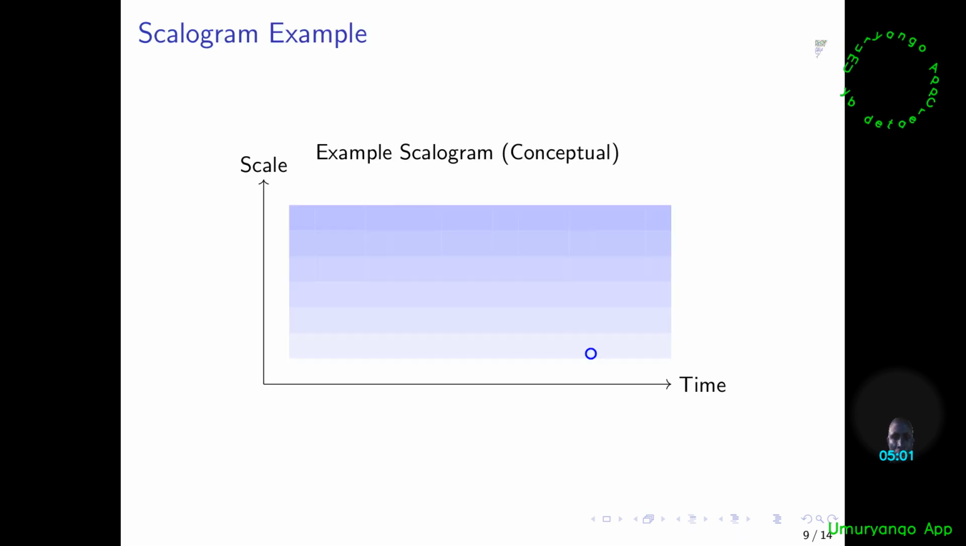This is the scalogram, which is the time-scale representation of the intensity of the signal. We will come back to this kind of representation of the signal in the time-scale or time-frequency domain.